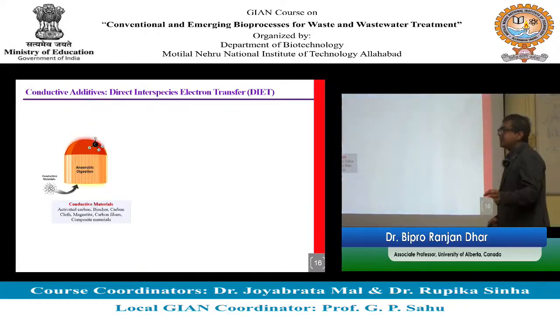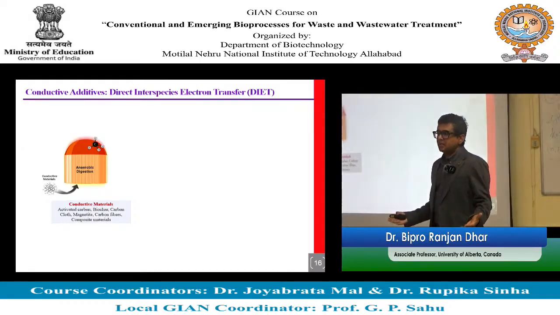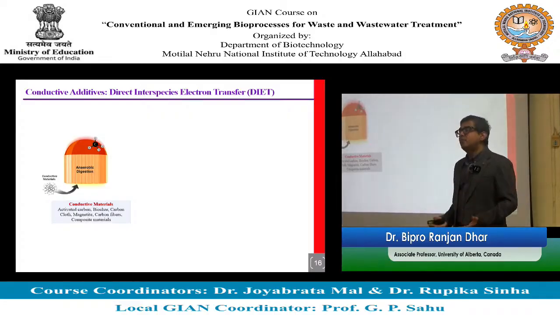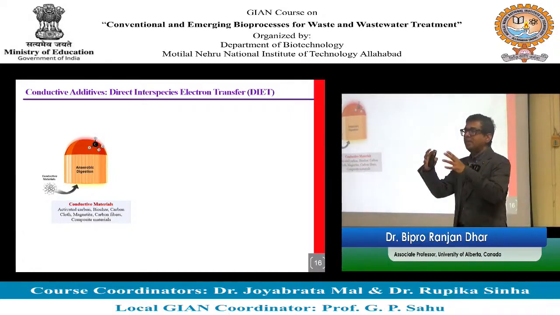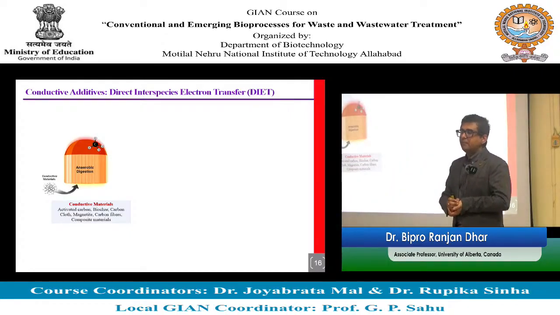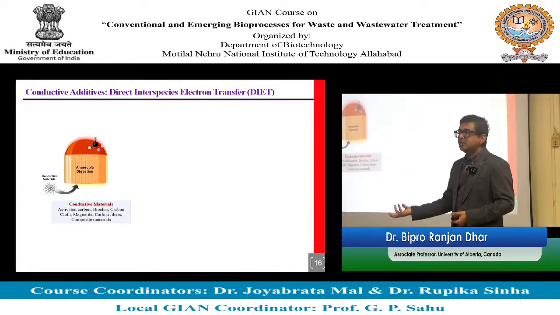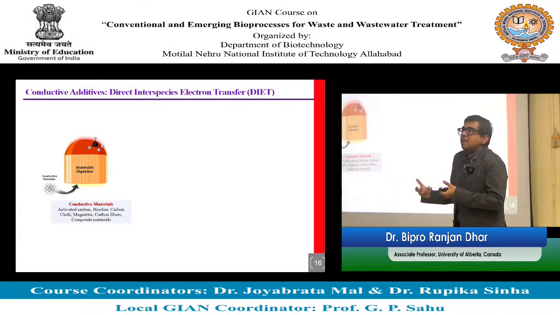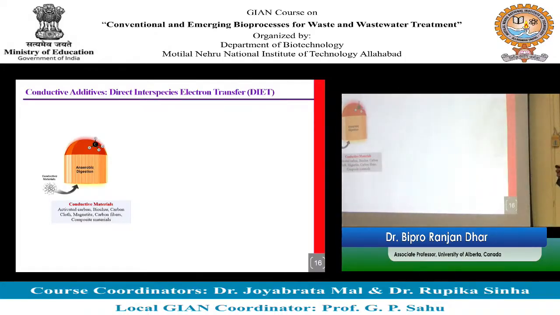So then researchers thought, how can we facilitate this in conventional anaerobic digestion, and they came up with an idea. What if we provide some conductive material? Then microbes can form a biofilm there. And even some microbes that cannot do direct interspecies electron transfer, like Geobacter species, maybe they might be able to transfer or dump electrons on the conductive material.